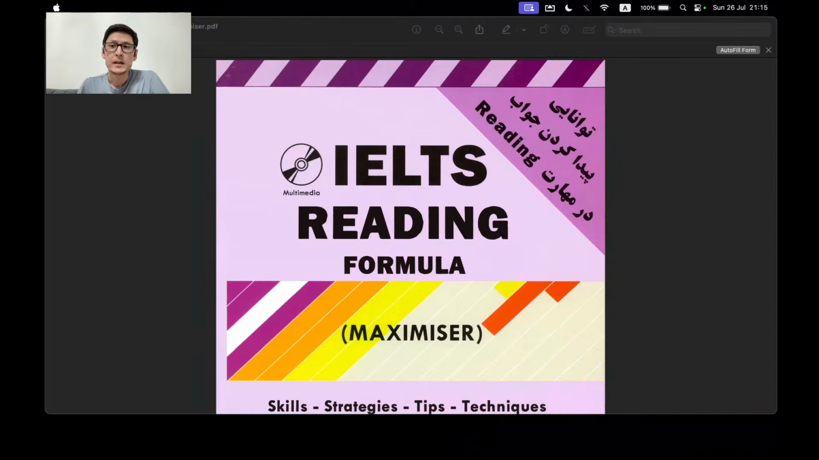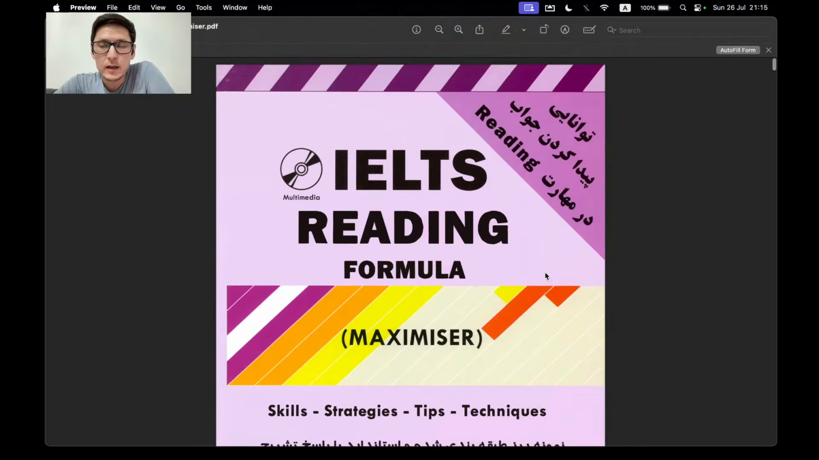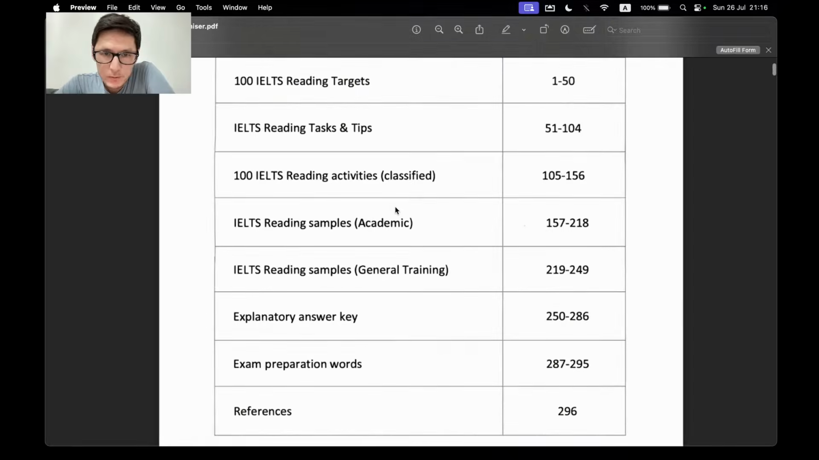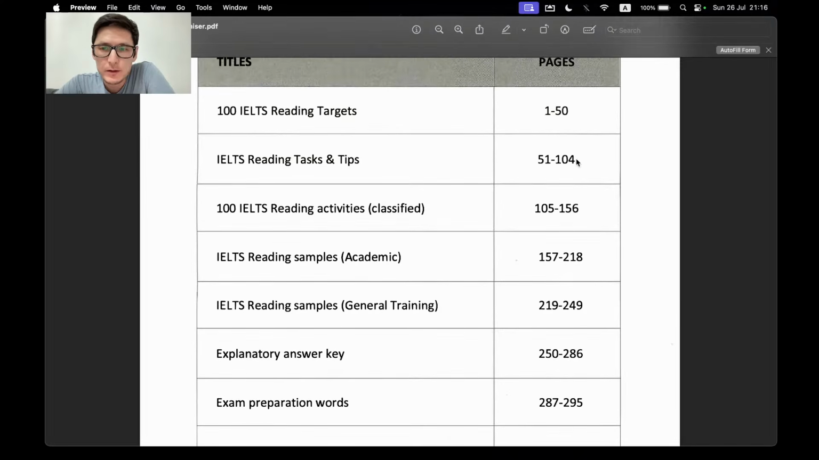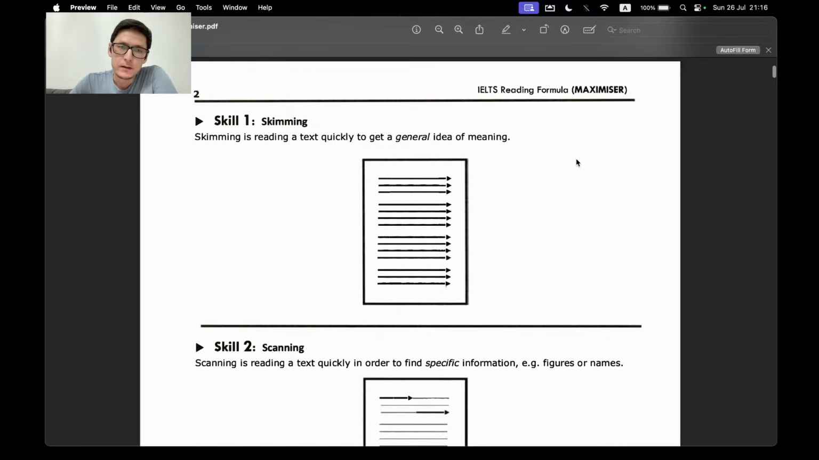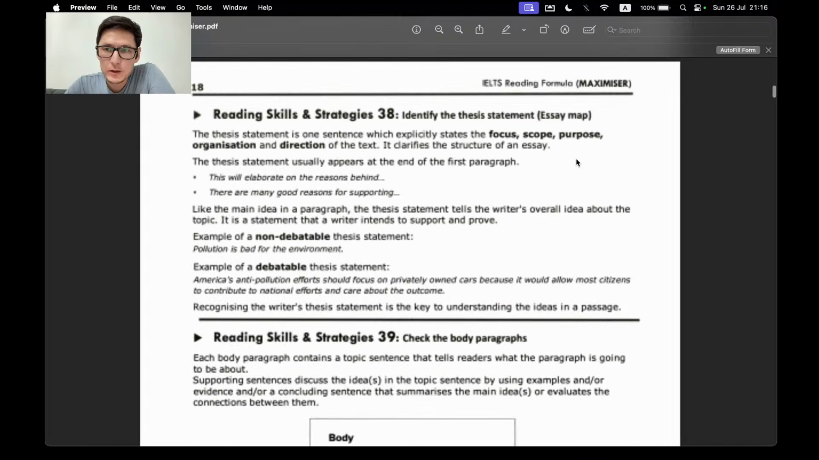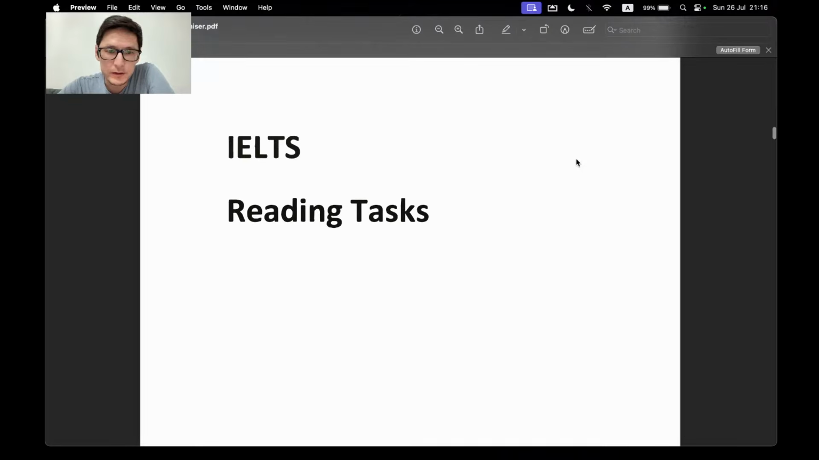So about reading. Today I looked through my books and I found this book, IELTS Reading. It has all the types of questions and tips and techniques on how to deal with different types of questions. So let's see. Where are reading tips, reading tasks and tips? Okay, reading targets. Let's say page number 51. Reading targets, develop your own reading approach, and so on. Let's look at the types of questions.